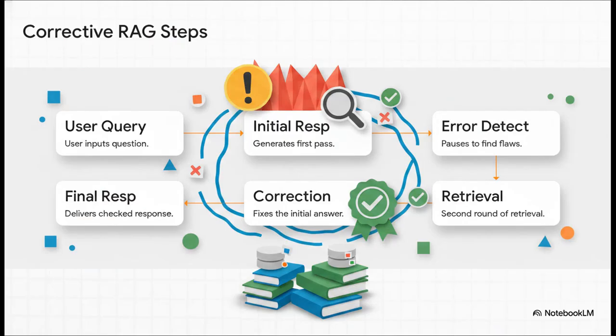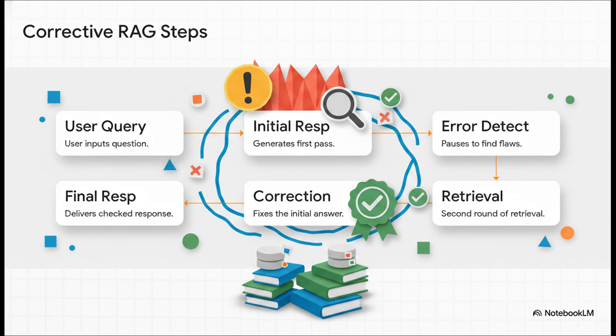Let's contrast this with the previous pipeline. You're going to notice right away that it is not just a straight line anymore. Step 1 is still the user query, and Step 2 is an initial response. But then, bam, we hit a massive roadblock at Step 3, error detection. The system actually hits pause to look for flaws in its own reasoning.